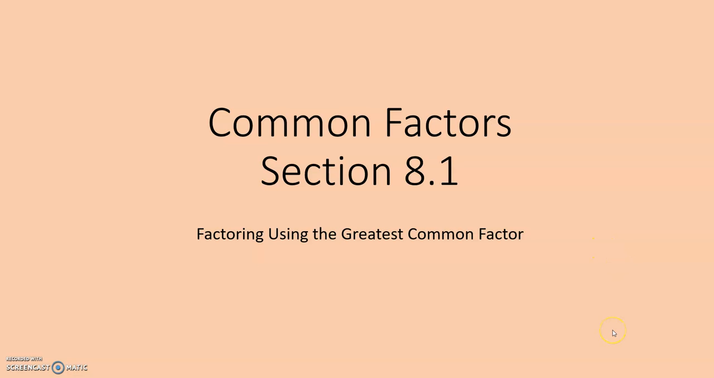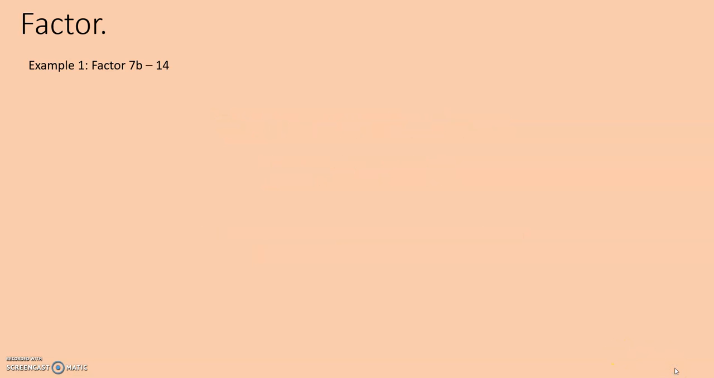Section 8.1, Common Factors. Factoring using the greatest common factor. We're going to factor, in our example 1, 7b minus 14.